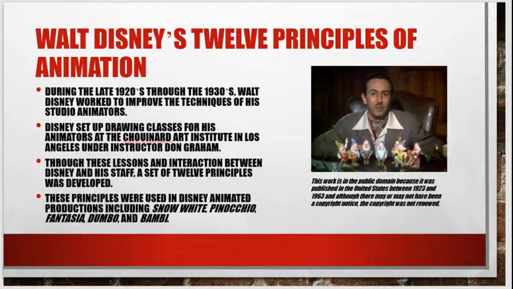So during the late 1920s through the 1930s, Walt Disney worked to improve the techniques of his studio animators. Okay, Disney set up drawing classes for his animators at the Chouinard Art Institute in Los Angeles under instructor Don Graham. So between the 1920s and 30s, he wanted to improve the animation techniques of his studio. So he started to give classes to all the animators who were working in his studio. Okay, and there is a Chouinard Art Institute in Los Angeles, and there was an instructor known as Don Graham who was also doing 2D animation at that time.